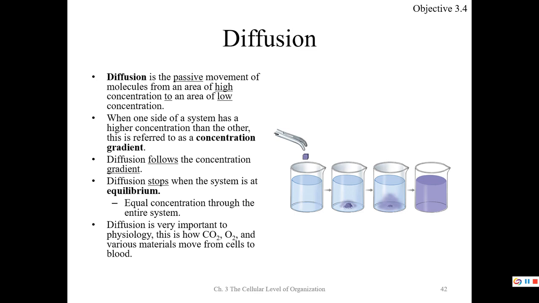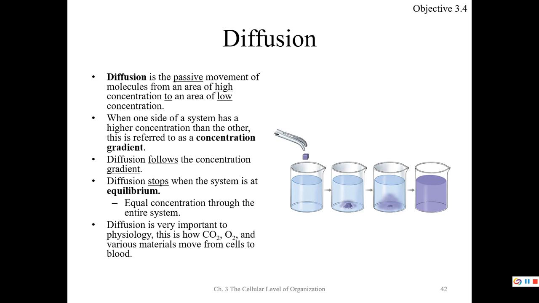Another important thing is the idea we talked about: equilibrium is when there's equal concentration throughout the entire system. Right here, we are in equilibrium. Once we're in equilibrium, there's no more high to low to go. So when it goes from high to low and reaches equilibrium, it must stop. Okay? That's when it stops.